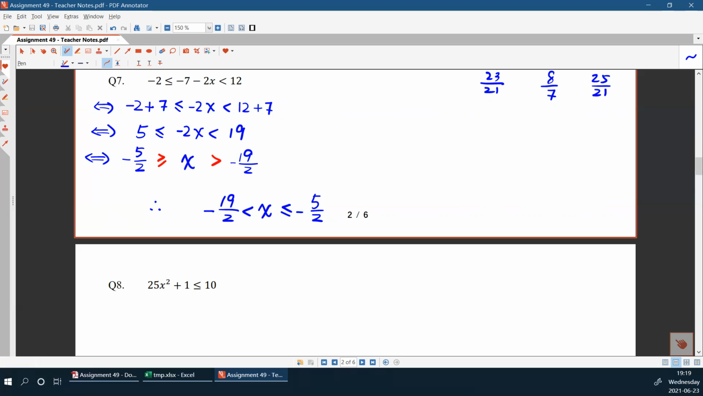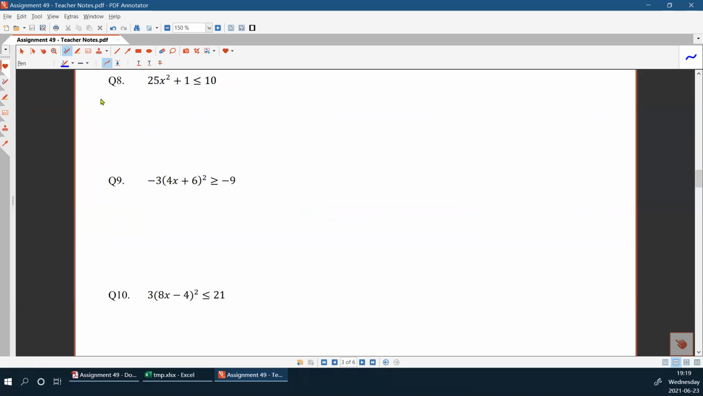Okay, let's see question 8. Question 8 is an inequality that involves x squared. So we can move all the constants to the other side, which is 25x squared less than or equal to 9, right? Then we can divide both sides by 25. This will give us x squared less than or equal to 9/25.